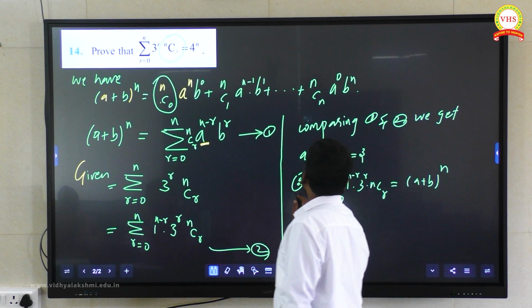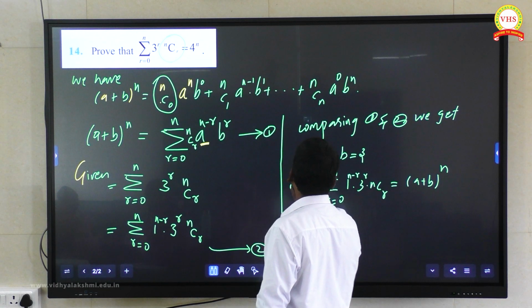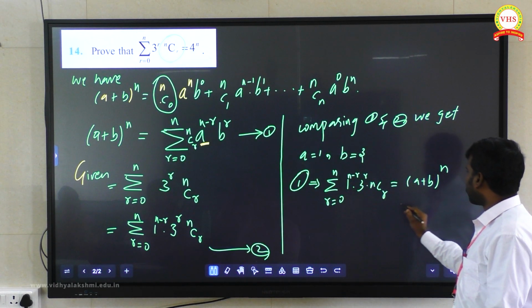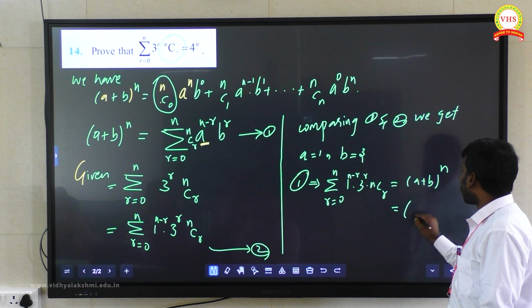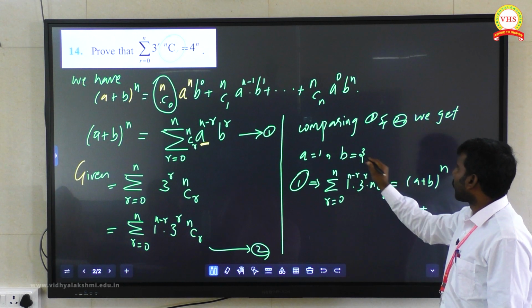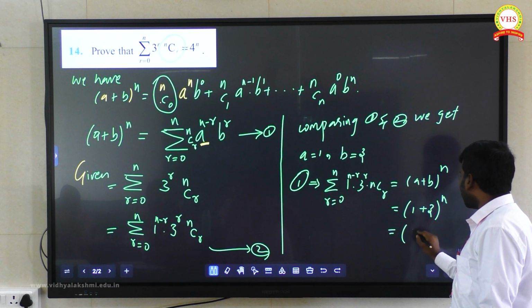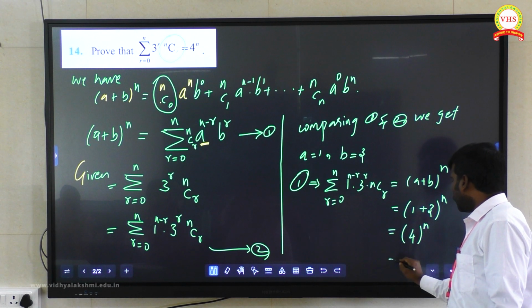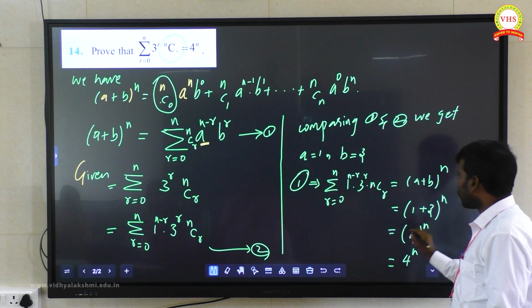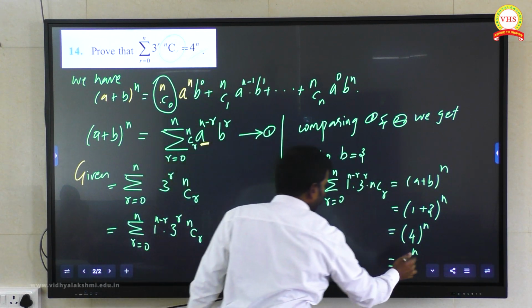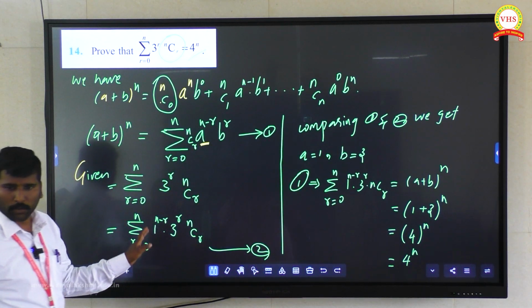From 1 and the bottom, it is better because I am using one formula only. 1 equals (a plus b) whole power n, so I am writing 1 in its place. The a value is 1, the b value is 3, so (1 plus 3) whole power n, that is 4 power n. So we got what they asked, 4 power n. Yes, we got 4 power n. Is it okay?